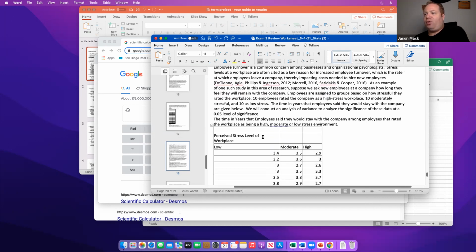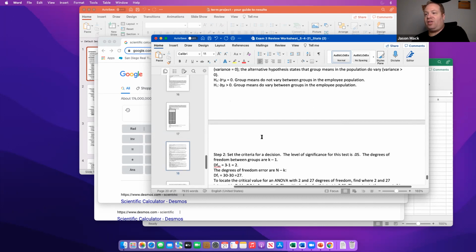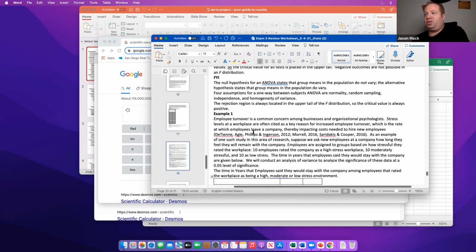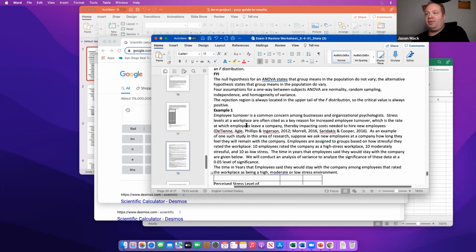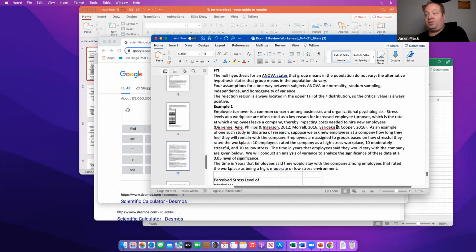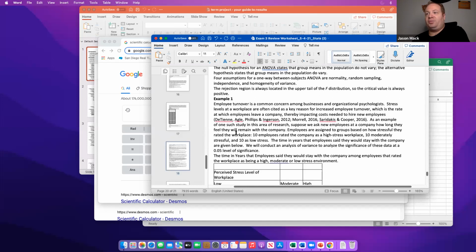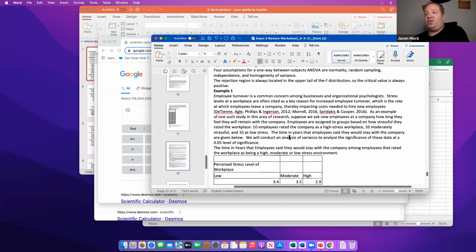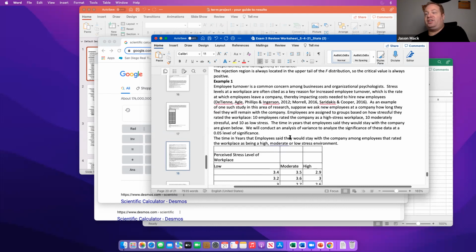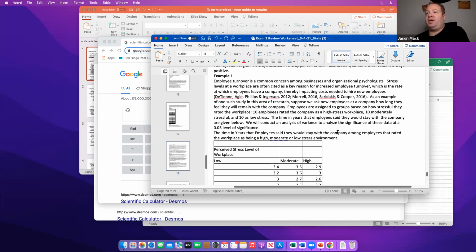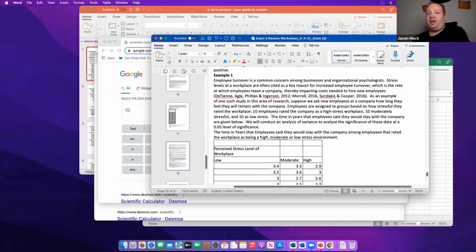Now, this example we actually did in a previous lecture, but I'll walk you through it again. Employee turnover is a common concern among businesses and organizational psychologists because, hey, maybe you have a bad leader, since people usually quit their boss, not their job. Stress levels at a workplace are often cited as a key reason for increased employee turnover, which is the rate at which employees leave a company, thereby impacting costs needed to hire new employees. As an example of one such study in this area of research, suppose we ask new employees at a company how long they feel they will remain with the company.